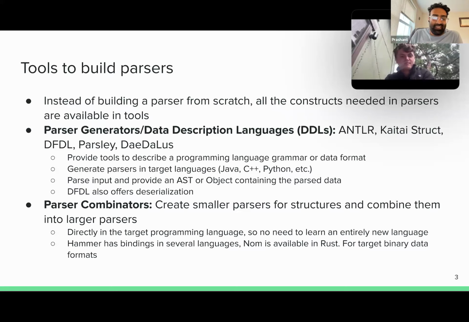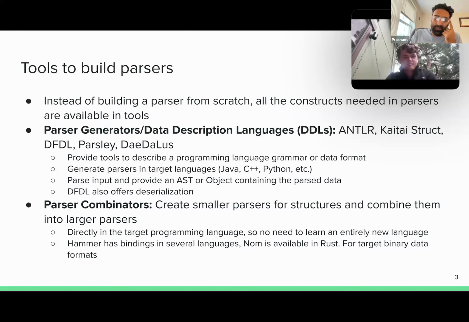I'll reserve my judgment there. Parsley and Daedalus are newer ones that were actually built as part of the DARPA SafeDocs program. Parsley was built by SRI International, and Daedalus was built by Galois. And DFDL is one of the more unique ones over here. It has this capability to also deserialize input.